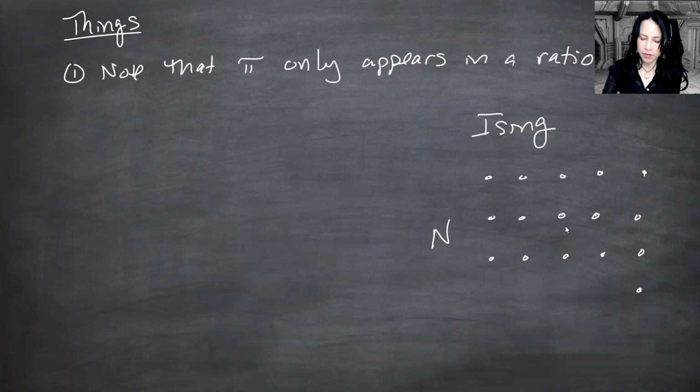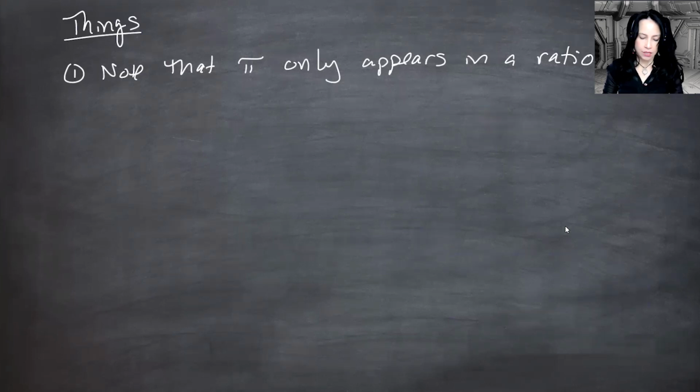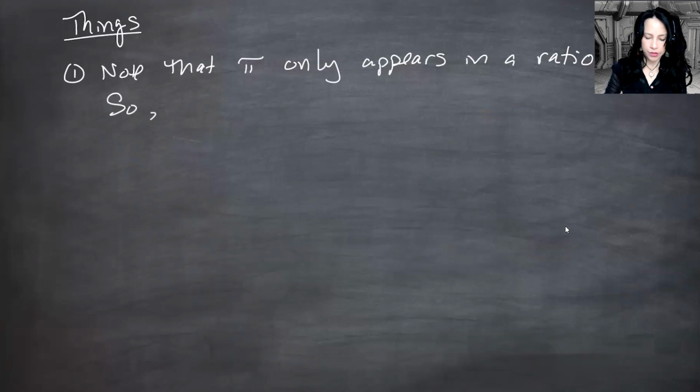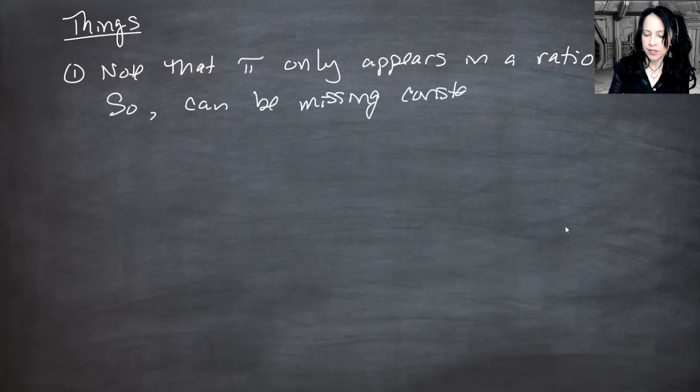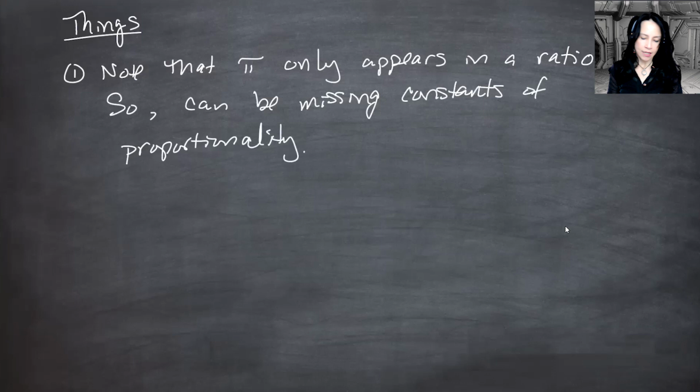Actually, I might talk about this model, but not right now. So you can be missing constants of proportionality. A second thing to note is, I should have called it notes, right?